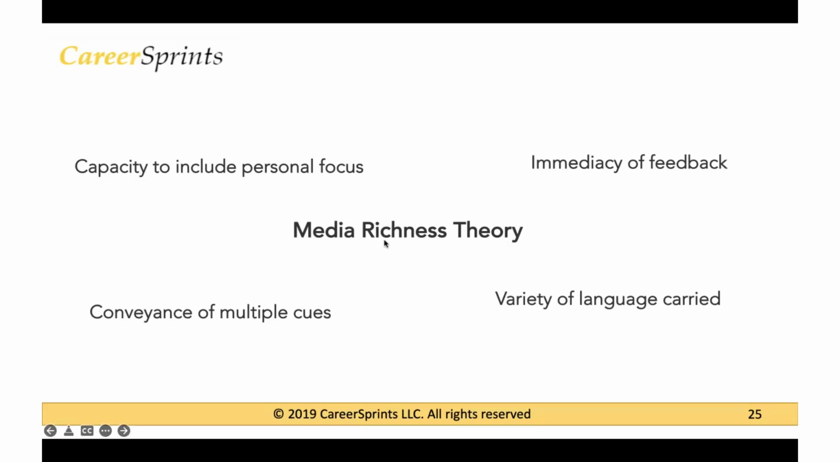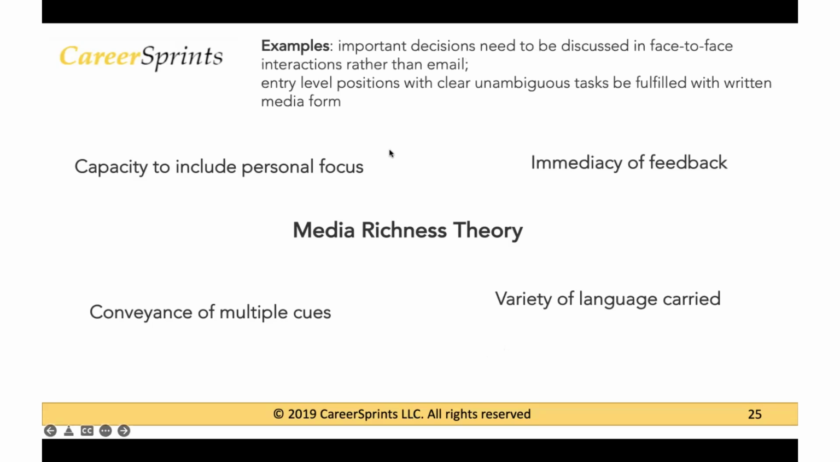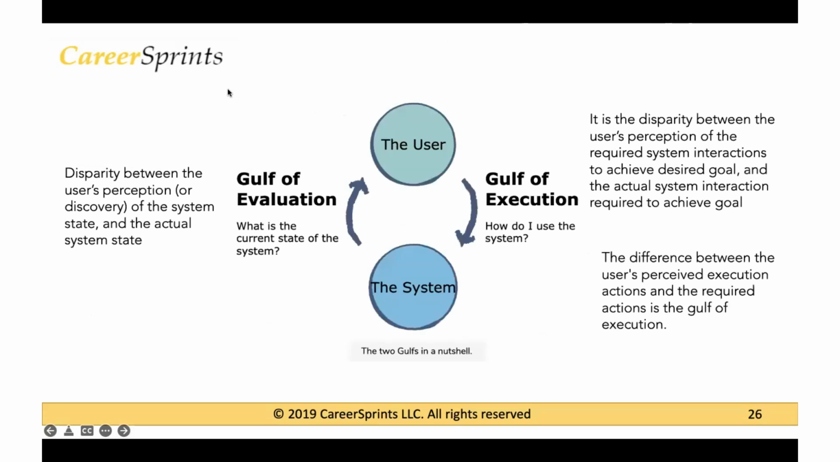And basically, these are the 4 factors that influence the richness of communication. So depending upon the type of communication that you want to have with someone, you will look at the media richness theory, and you will see how you want to communicate with someone, whether via email, face-to-face communication, or another form of communication. So there's an example that's given. It says that important decisions need to be discussed face-to-face rather than by email. Entry-level positions with clear, unambiguous tasks to be fulfilled can be in written media form, right? So this is just an example.